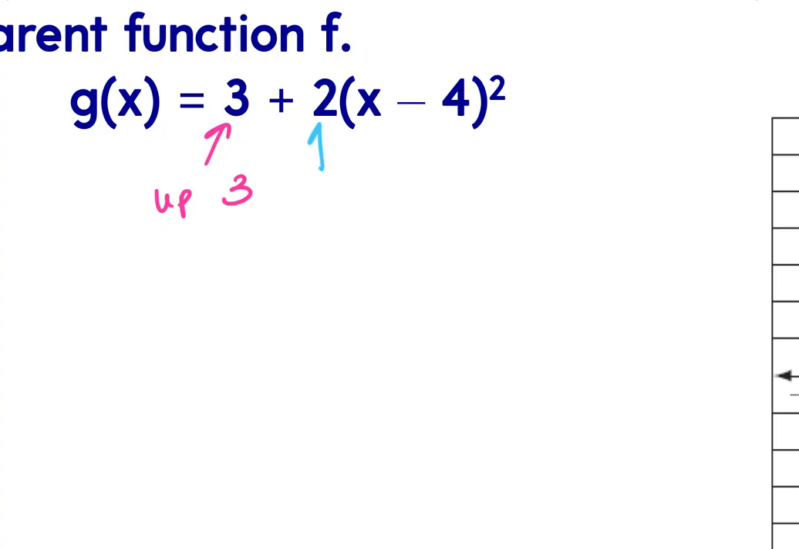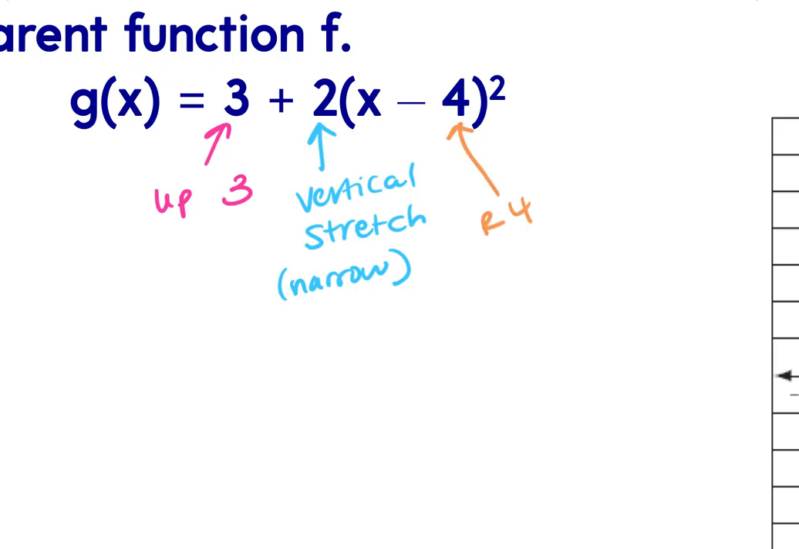All right, now the 2 that's being multiplied is what? Vertical dilation, specifically a vertical what? Stretch, which is going to make it narrow. The minus 4 inside the parentheses, to the right 4.